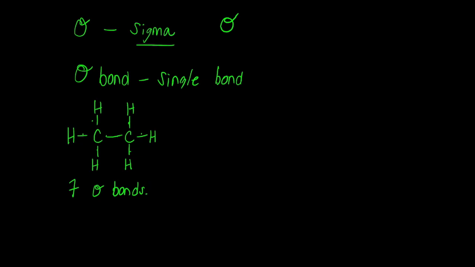Now, a pi bond is a multiple bond. It can be a double bond or a triple bond. Okay? And pi, that's your Greek letter for P. We're familiar from math, pi. So it's not too difficult to remember that one. And this is a multiple bond, okay? A multiple bond.